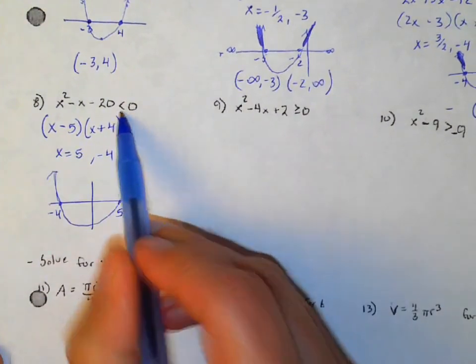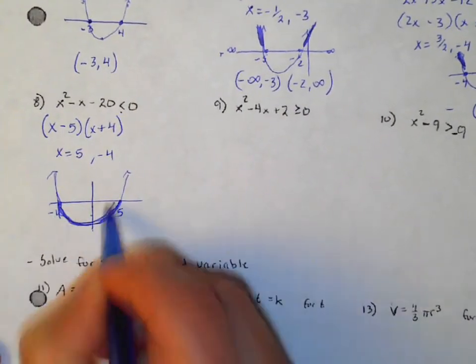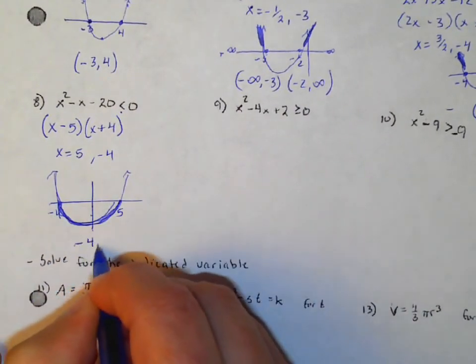Where is it less than 0? Down here, right? So between here and here is less than 0. So between negative 4 and 5.